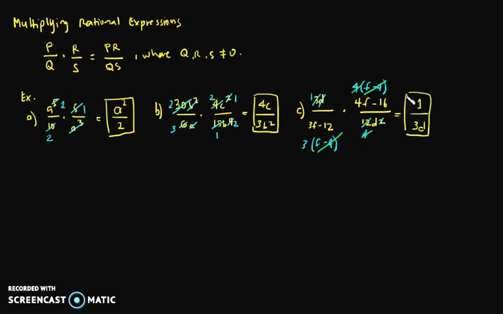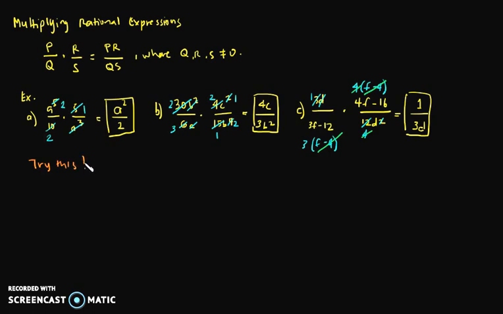So that's how we're going to multiply rational expressions. Now, for the third part, you try this one.